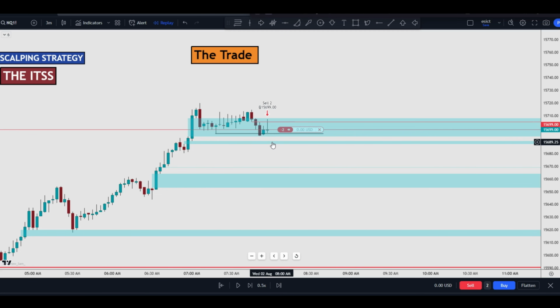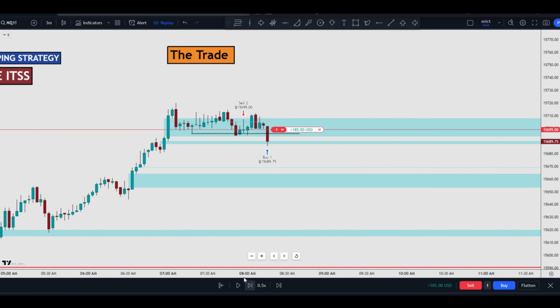Let's go to 89. So I'm going to exit right there. Boom. There's my first exit. And then my second exit is going to be at least 2 times my risk. I risk 6 points. So 12 points would be about there in this area. But let's target the low of this candle right there.